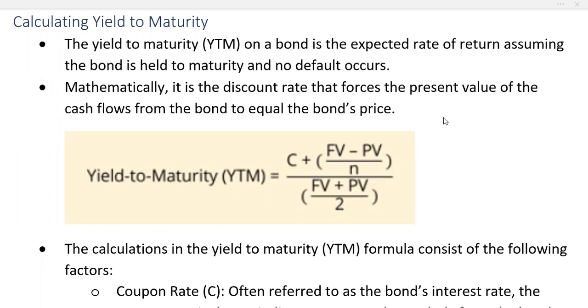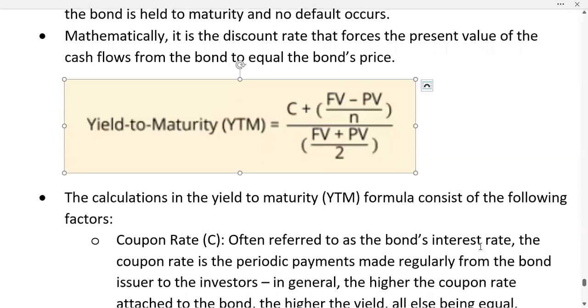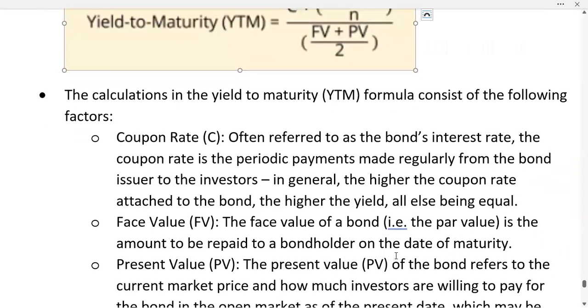equal the bond's price. So you can see the formula here before you, where C plus the difference of FV minus PV divided by N, and the resulting calculation for that will be divided by your FV plus PV and divided by 2. So let's look at what those terms mean.